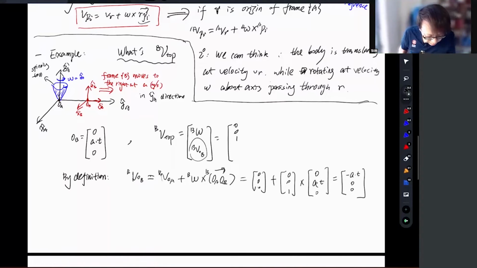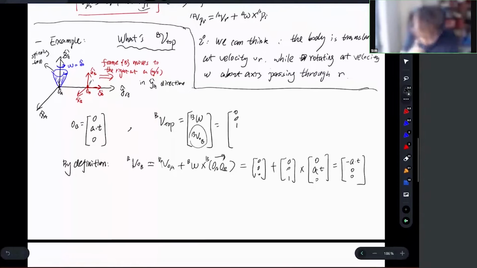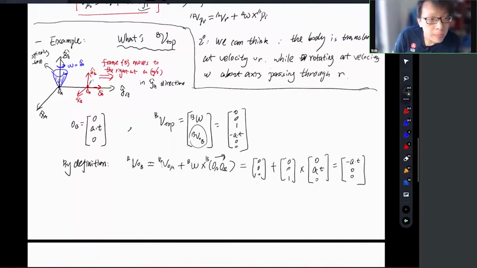Right? So think about this as rotating counterclockwise, then this velocity will be pointing in the negative direction of the xA direction, right? So this is the case, then I think that will be negative AT, 0, 0. That will be the answer. I use this very artificial example to illustrate the key subtleties in defining the twist or spatial velocity.